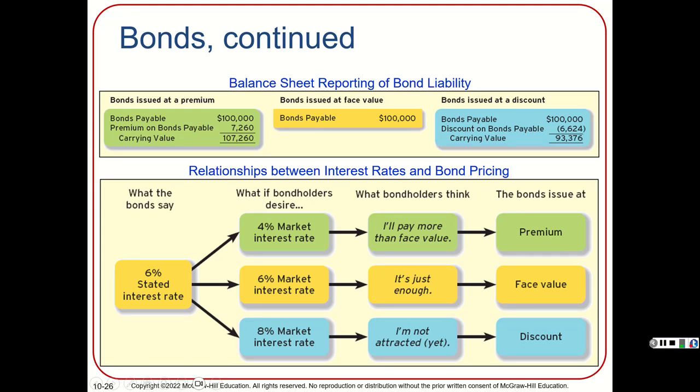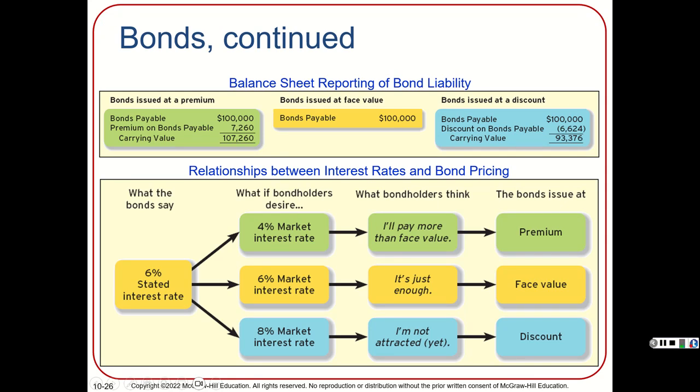The premium is the additional amount that investors paid to get involved in this bond issuance. So that's a positive here, positive 7,260. So the company actually took in 107,260. On the opposite end of the scenarios are the discounted bond.